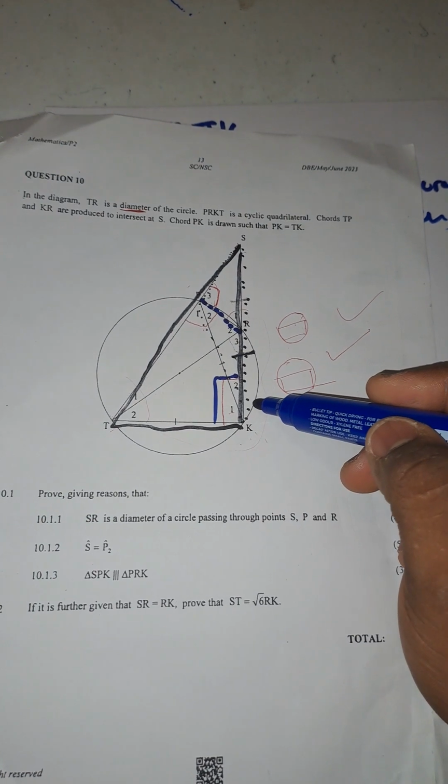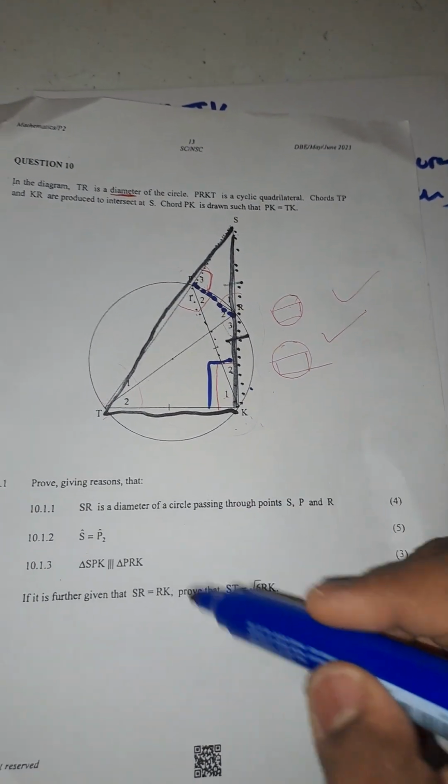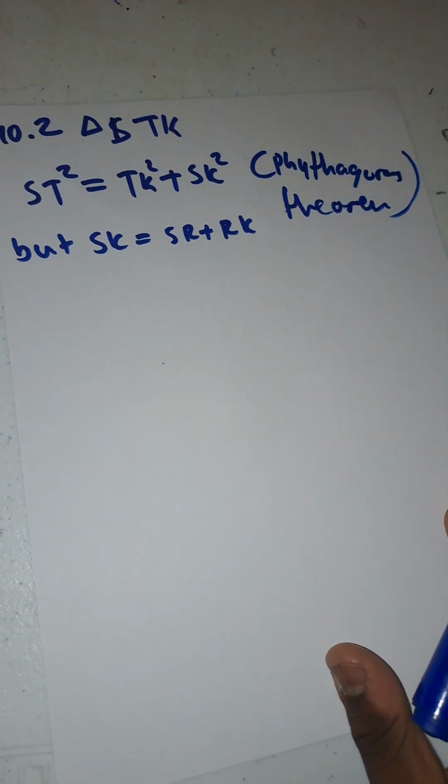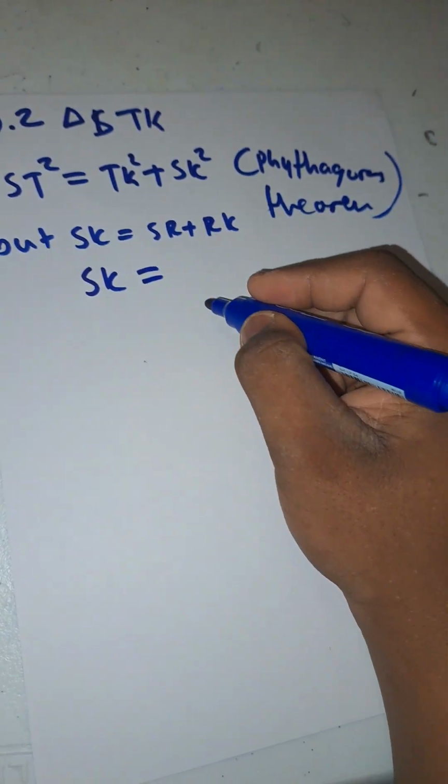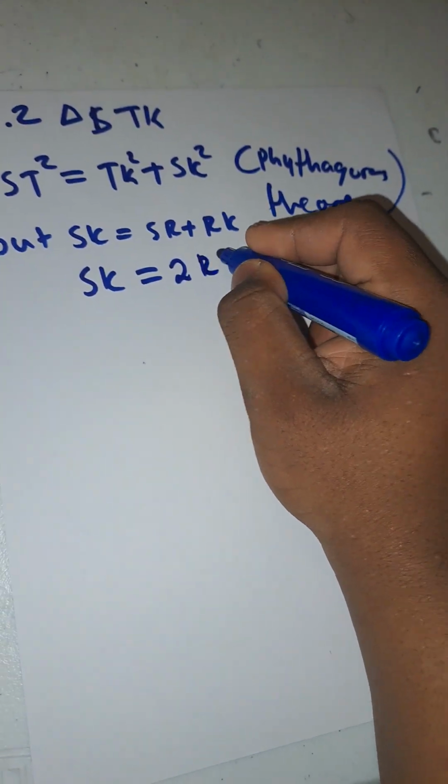SK is equal to what? RK. They even told us there. So what does it imply there? It means SK is equal to what? 2 times RK.